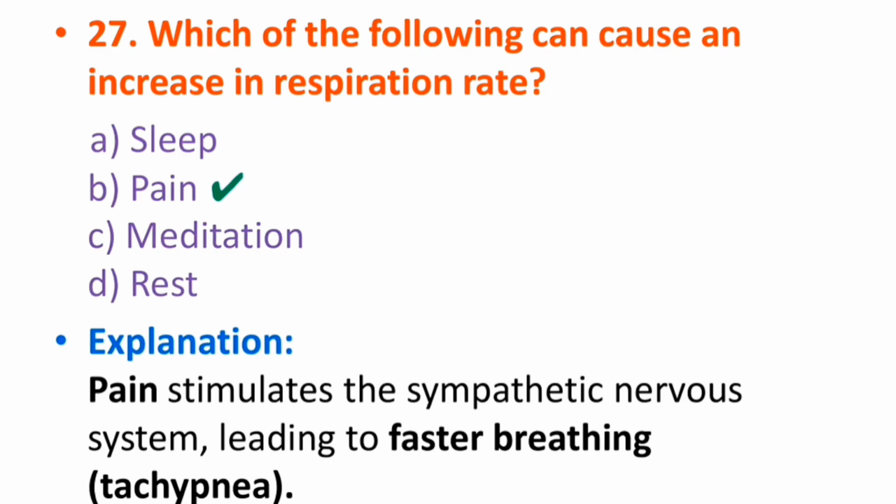Which of the following can cause an increase in respiration rate? Option A, sleep; option B, pain; option C, meditation; option D, rest. The correct answer is option B, pain. Pain stimulates the sympathetic nervous system, leading to faster breathing, that is tachypnea.